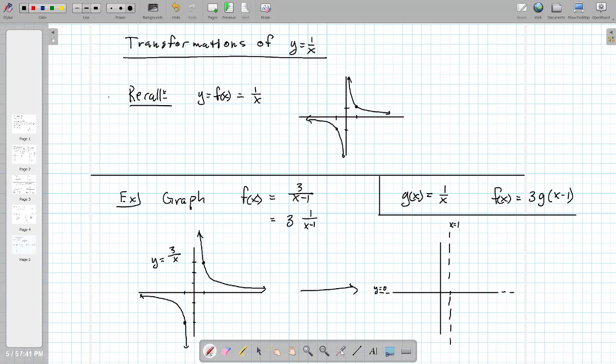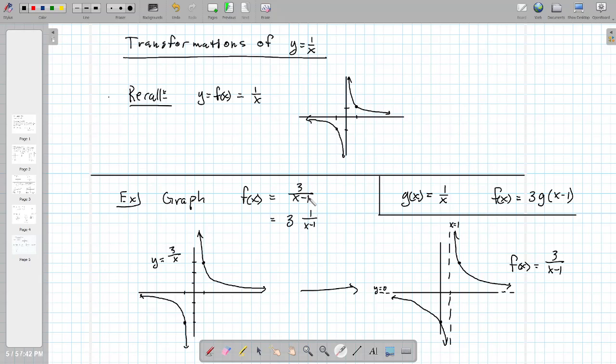Right? Now all of the points on the graph will also shift. So this will move over to 2, 3 instead of being at 1, 3. This point, and this point, instead of being at -1, -3, will be at 0, -3. And this is what it looks like. Something like this. All I did was take this graph, apply a vertical stretch by a factor of 3, and a shift to the right 1 unit.